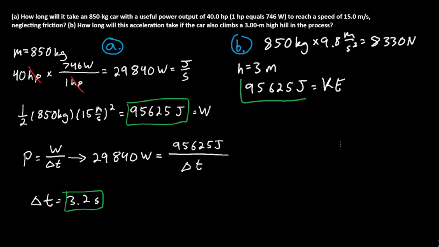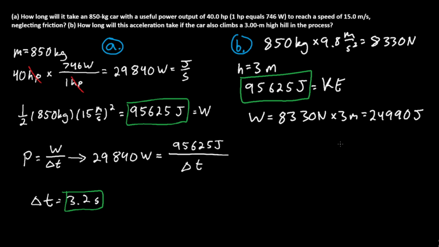Now that we have the same kinetic energy and we have our force of gravity, we just need to calculate the work the engine needs to do onto the car in order for it to go up the hill. You have a force and a height, so you multiply these two together. When you multiply 8,330 times 3 meters, you get 24,990 joules.